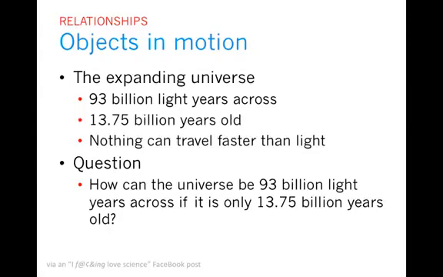But at the same time, the universe is only 13.75 billion years old. And we know from Einstein that nothing can travel faster than light. So light is the fastest in the universe. And the question you would immediately come up with would be, how can the universe be 93 billion light years across if it's only 13.75 billion years old, right? I mean, nothing can travel faster than light. So what's going on?